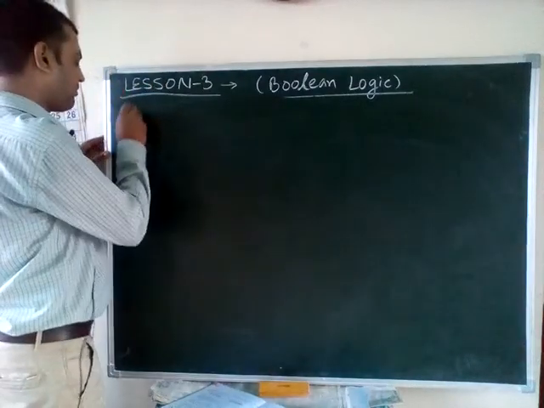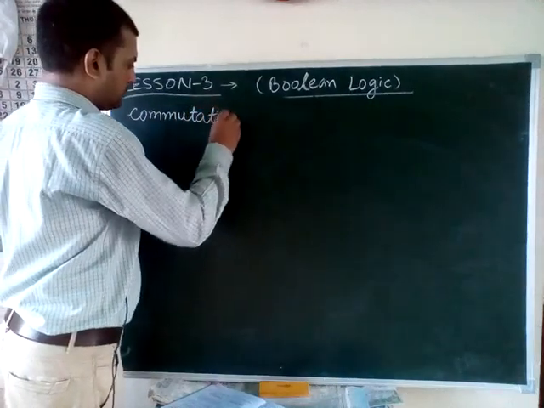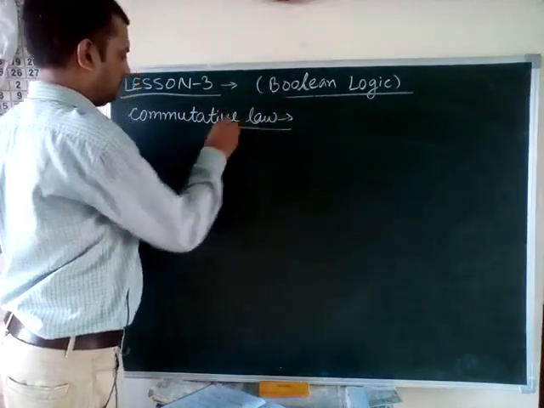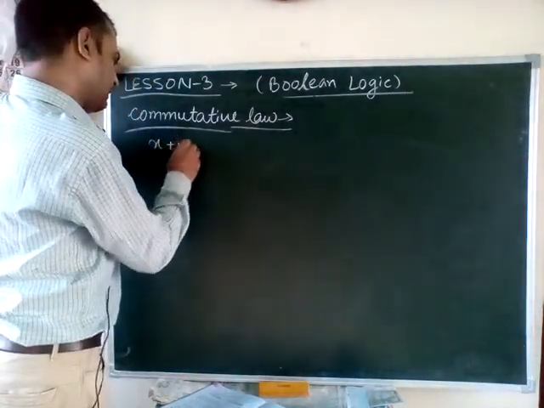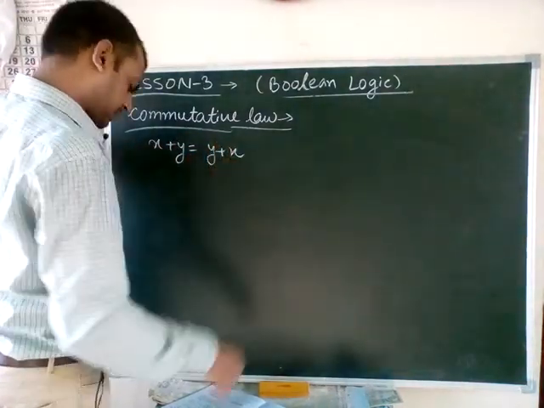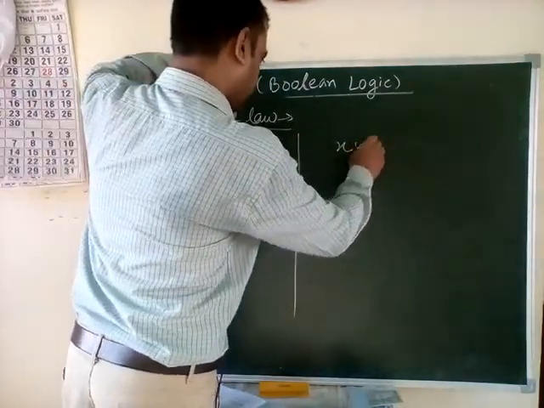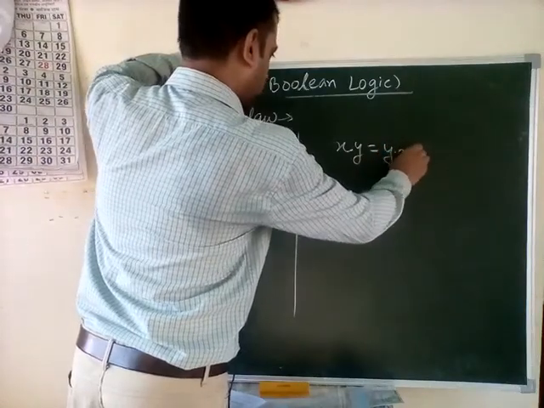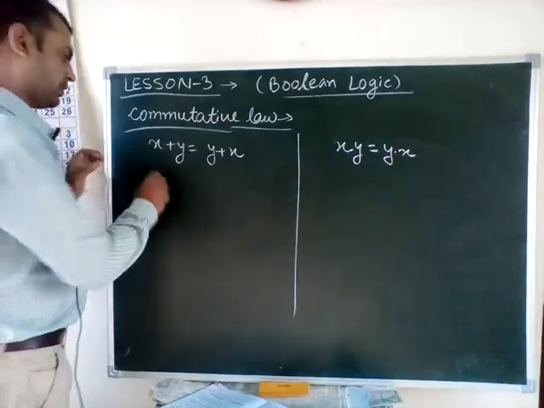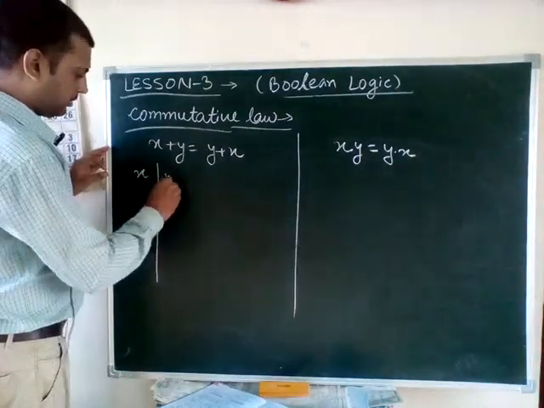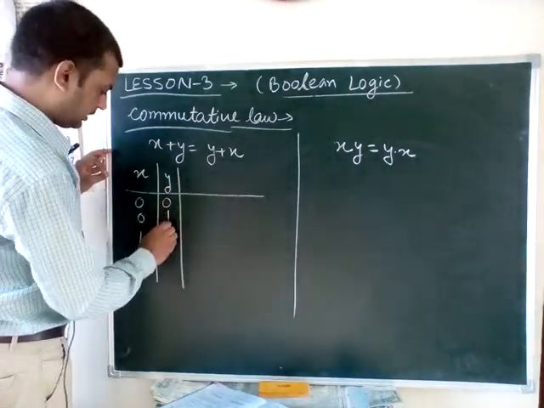Now the next law is the commutative law. In this, x plus y is equal to y plus x, and the second one is x dot y is equal to y dot x. You can see in this two variables are there, meaning you will use a 2-bit number system. So x and y: 0 0 1 1, 0 1 0 1.